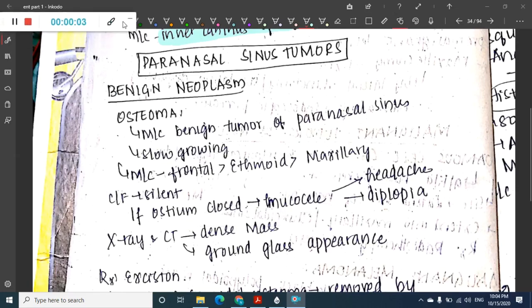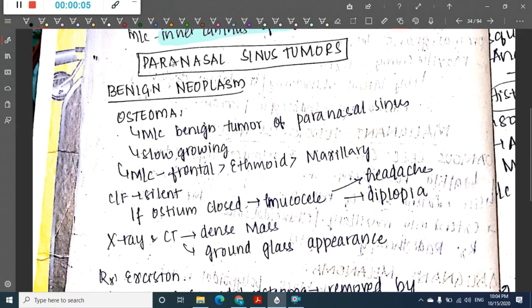In this chapter we are going to learn about the tumors in paranasal sinuses. So, paranasal sinus tumors. First, we have benign tumors in paranasal sinuses and we also have malignant tumors in paranasal sinuses. So first, in the benign tumors of paranasal sinuses, we have osteoma.